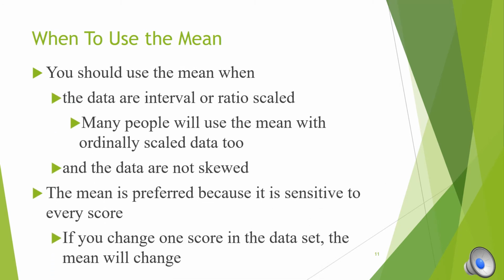Now, when do we use the mean? Well, guess what? You can use it with your interval and ratio scales, and many people, as noted in the slide here, also with the ordinal scale. The data are not skewed. Remember, before you had that skew to the right or the left, or positive or negative. This time it's not skewed. The mean is preferred because it is sensitive to every score. If you change one score in the data, the mean will change.